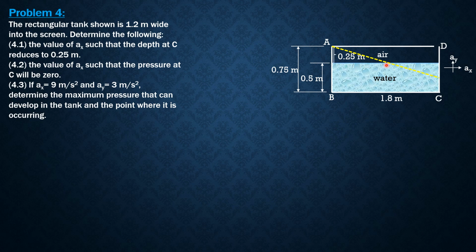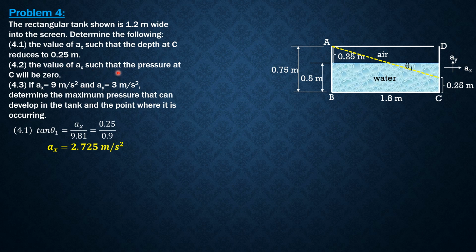So this is 0.9, half of 1.8. So that's 0.25. This is also 0.25, and call that theta 1. This is also theta 1. So tangent theta 1 equals A sub x over g, 9.81, equals 0.25 over 0.9. So that's the equation for the first question. So A sub x can now be solved. It is equal to 2.725 meters per second square.